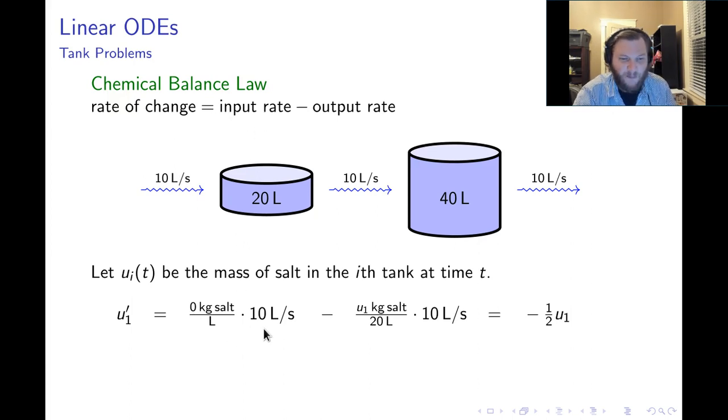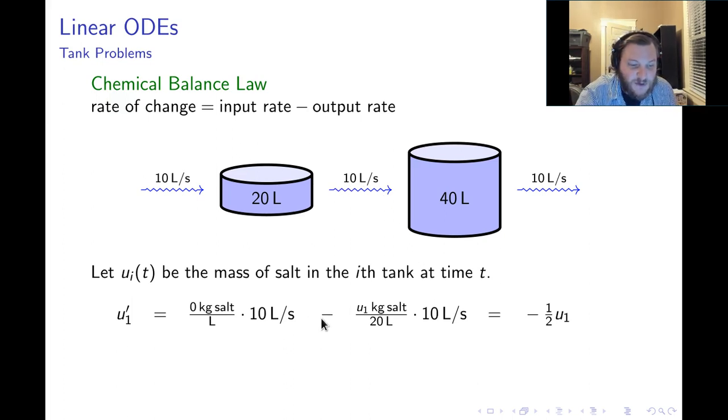if I think about the input rate here, it's 0, but the right way to think about 0 here is as 0 kilograms of salt per liter multiplied by 10 liters per second. Now let's think about the rate at which salt is exiting the tank. Well, here we have our mixed solution, and it's being pumped out at a velocity of 10 liters per second.